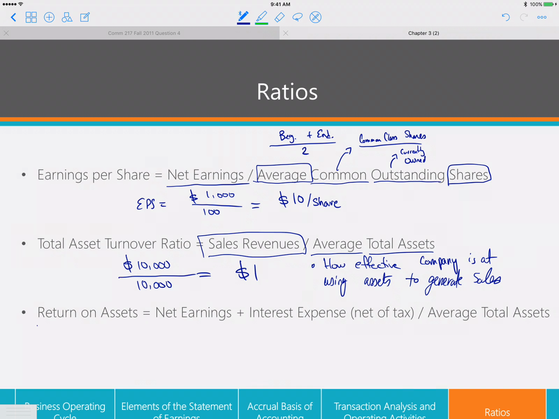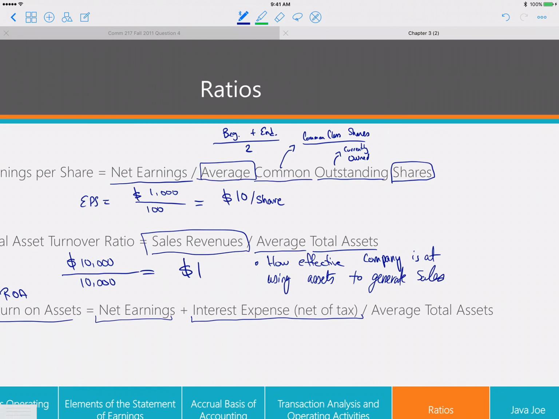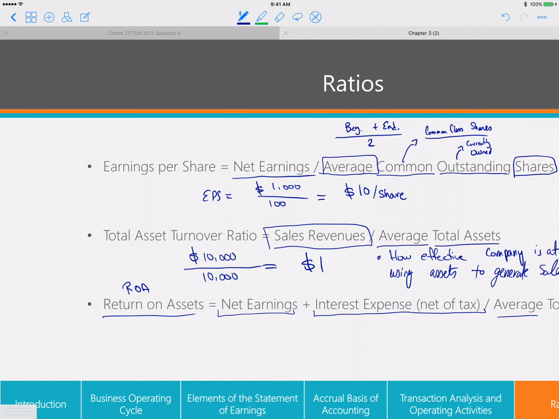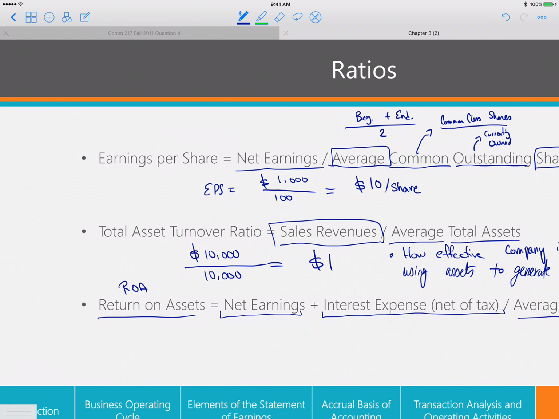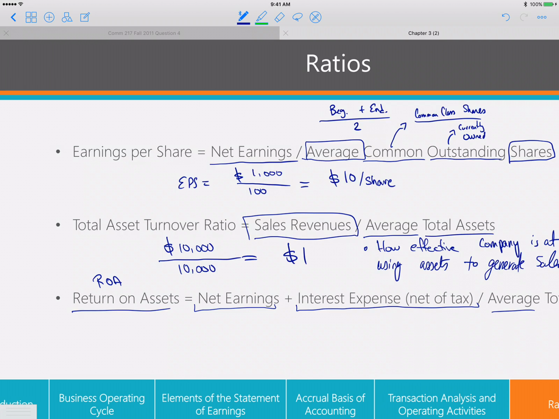And finally, we have our return on assets, also known as ROA. And this is our net earnings plus our interest expense net of tax divided by our average total assets. This measures the earnings that were generated from the use of our assets. It measures profitability, and it measures how well the firm selects new investments.